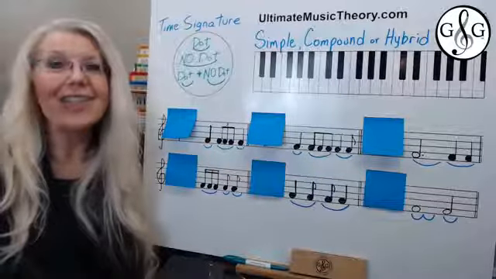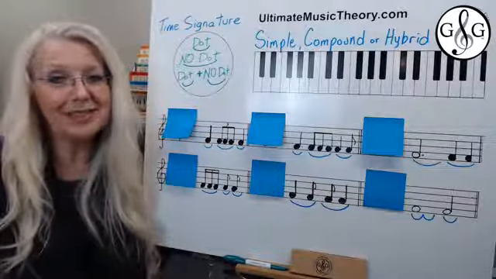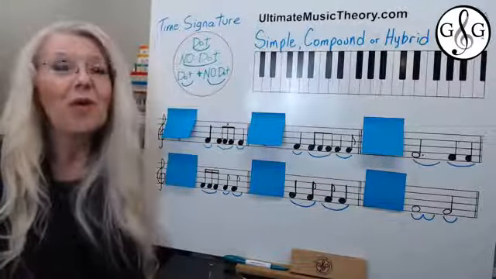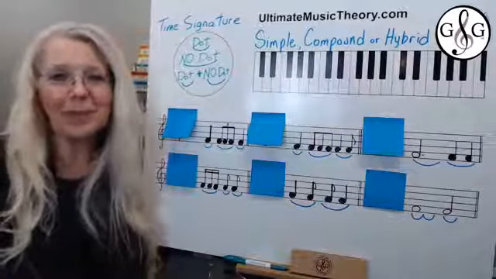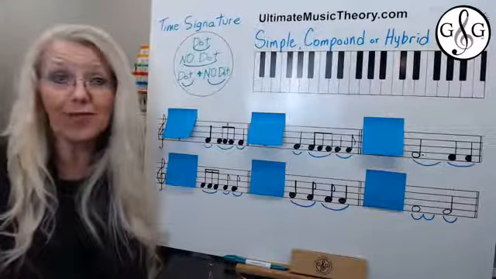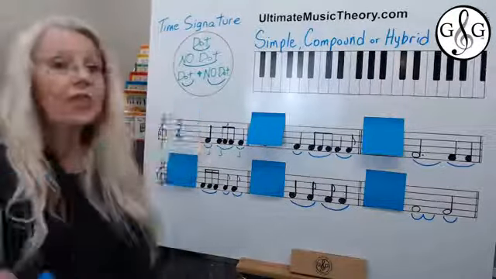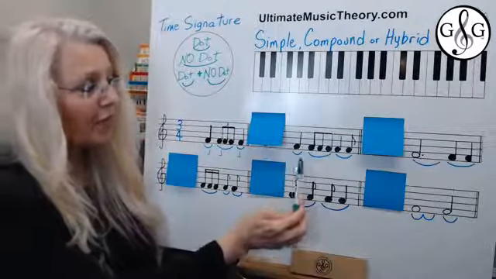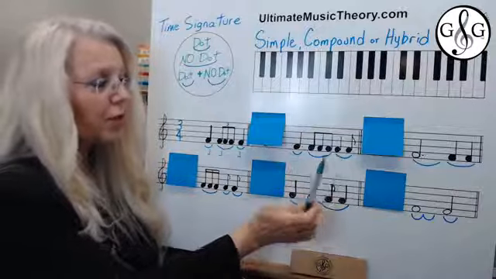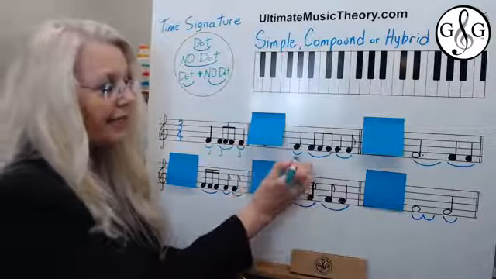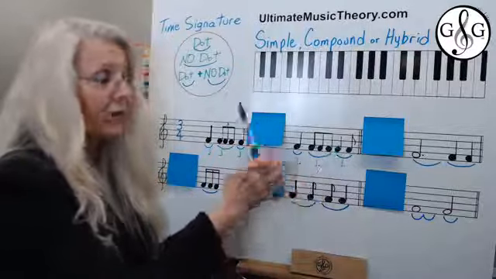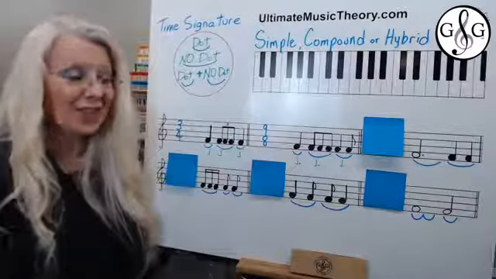What are the simple, compound, and hybrid time rules? Great question. One of the most complex elements of music is, in fact, rhythm. What we have is 3/4 time. In the next measure, we have 1, 2, 3 groups. Now we notice that each group is equal to 3 eighth notes, and we have 9 eighth notes.